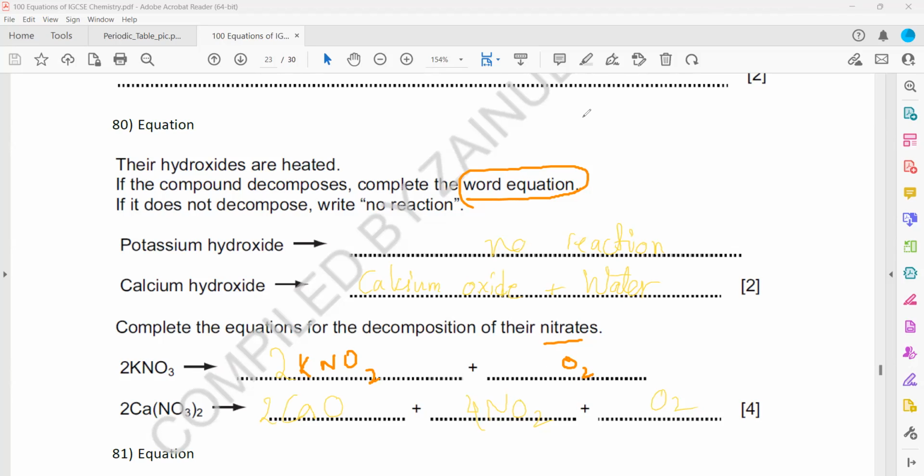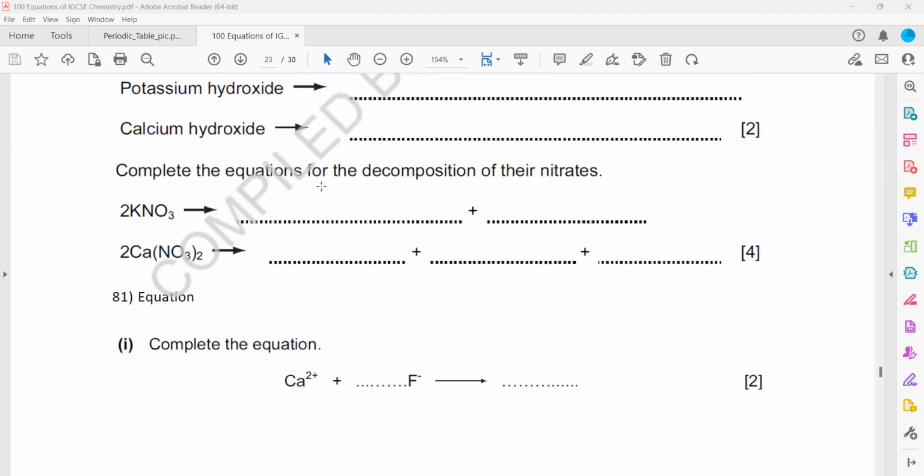Why no reaction in potassium and sodium? Because they are very stable hydroxides. We can melt them, but we cannot chemically change them. Chemical change cannot happen, physical change can happen. When you supply heat energy, you can melt the hydroxide, but you cannot chemically change it.